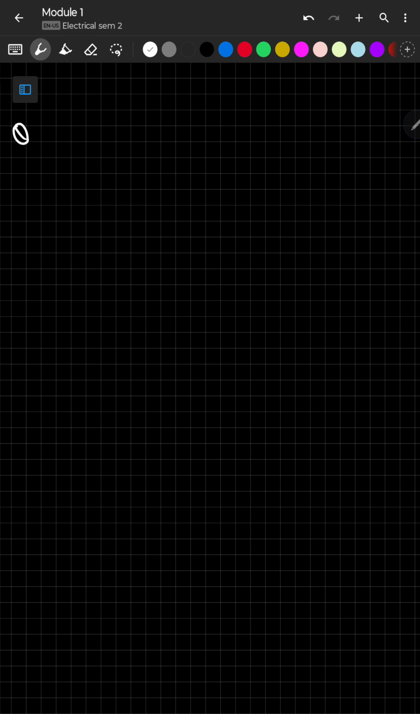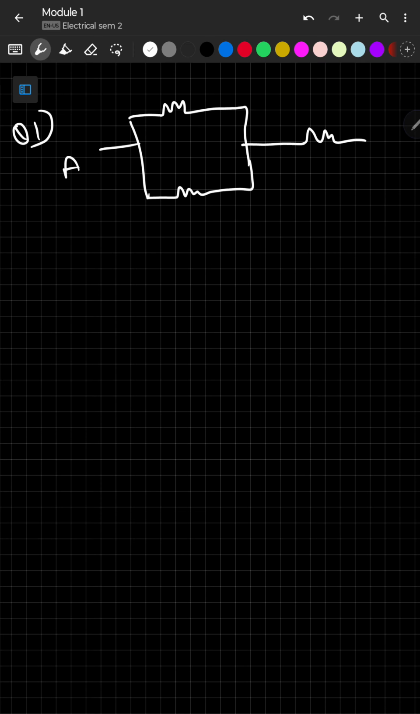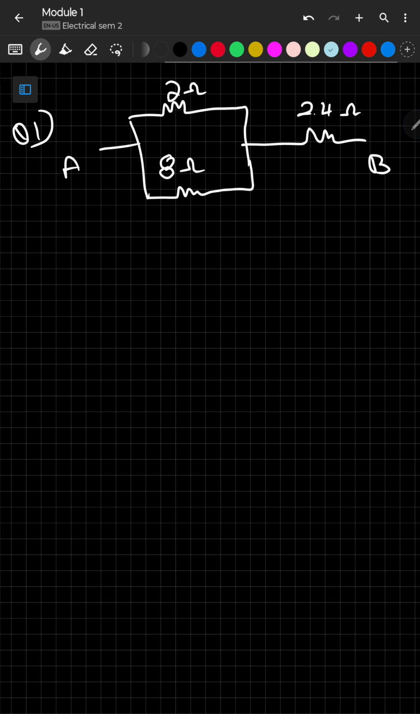So going with question number 1. Simple only. A, B. This is 2 ohm, this is 8 ohm, and this is 2.4 ohm. So first, let's solve this part. Write that first. Now we can see this is in parallel. You can see it's branching here.